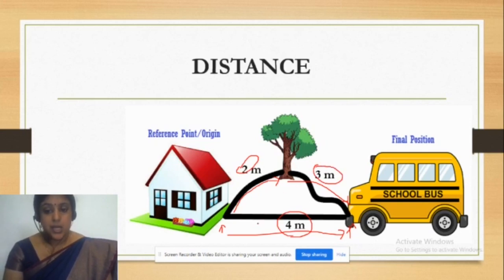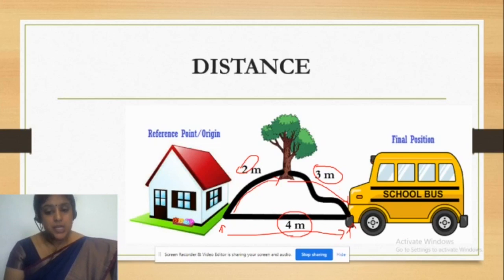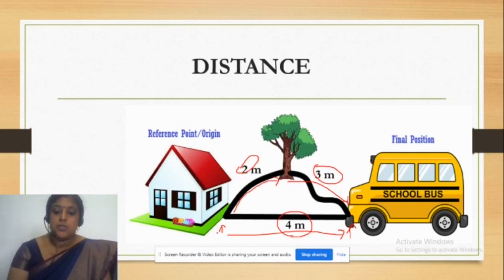So here the distance is what? How much? 2 plus 3, 5 meters. So what is distance, students? Distance is the total length of path covered by an object from the initial position to the final position.